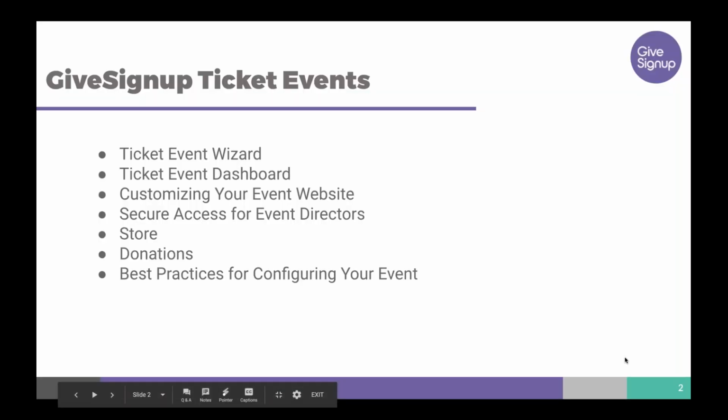All right, so this is what we're going to go over today. I'm going to go through the ticket event wizard, which is 5 steps. I'll show you the ticket event dashboard, which has even more advanced settings for your event. We'll go over customizing your event website, adding event directors, the store, and setting up donations for your event. Then I'll go through some best practices for configuring your event at the end.